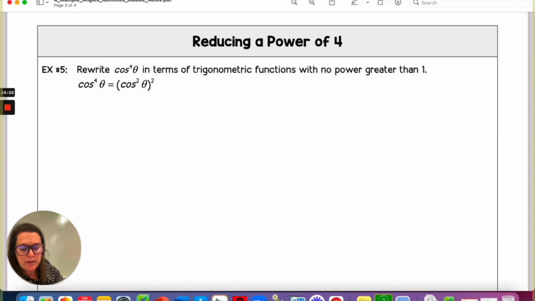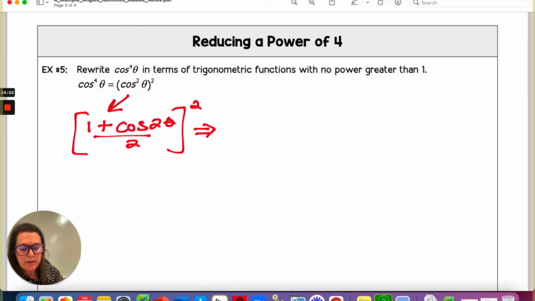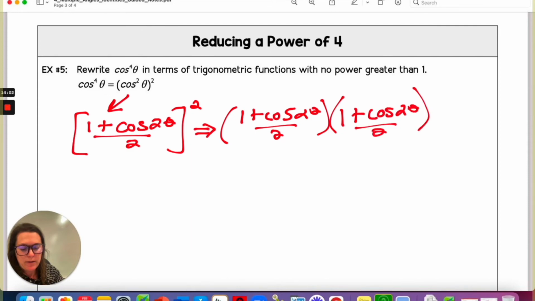So we know that if I use my power reducing formulas, cosine squared itself is 1 plus cosine 2 theta all over 2, squared. Right? Is everybody okay with that? Now keep in mind, that's the same as just multiplying it out twice, right? Isn't it the same as just doing 1 plus cosine 2 theta all over 2 times 1 plus cosine 2 theta all over 2, right? It's just being able to write it twice.